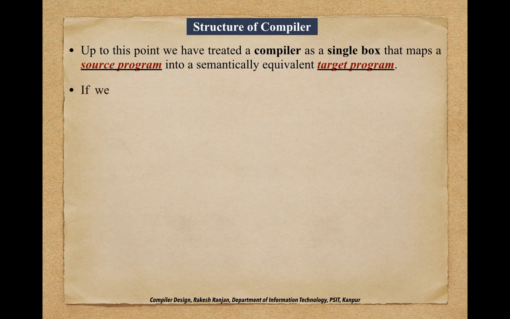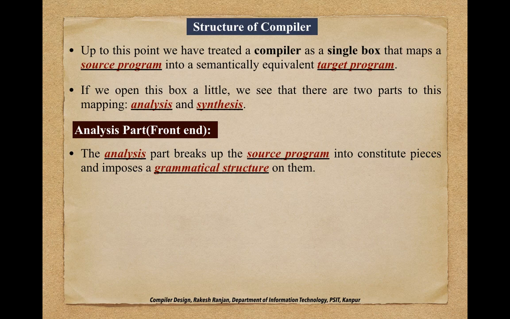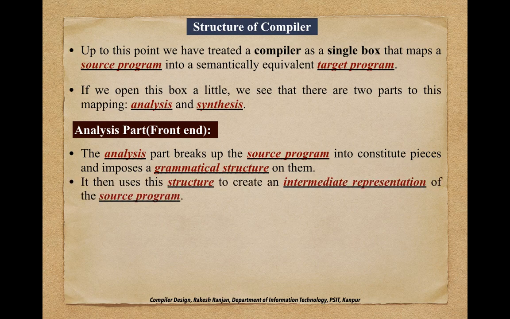Structure of compiler. Up to this point, we have treated the compiler as a single box that maps the source program to a semantically equivalent target program. But if we open this box, we will see that the compiler is divided into two parts: analysis part and synthesis part. The analysis part breaks up the source program into a number of pieces, imposing a grammatical structure on them. Then it uses the structure to create the intermediate representation of the source program.